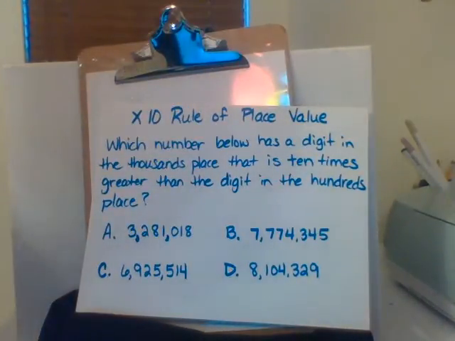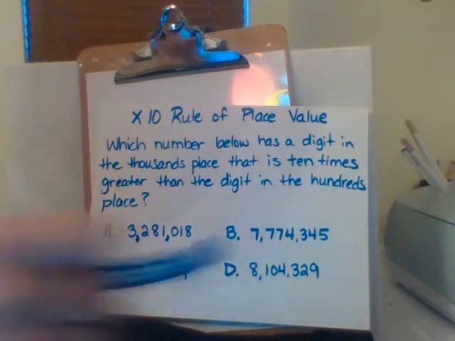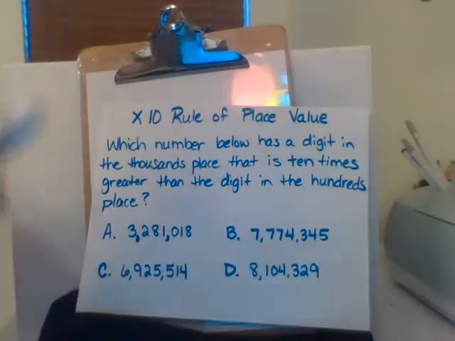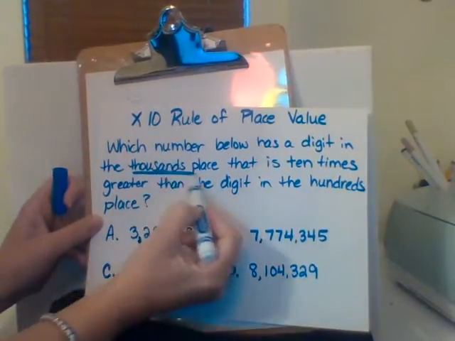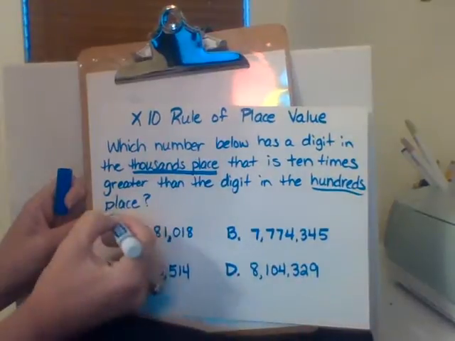Where is the hundreds place? Where is the thousands place? These are the two that we really want to concentrate on. So again, thousands place, hundreds place.